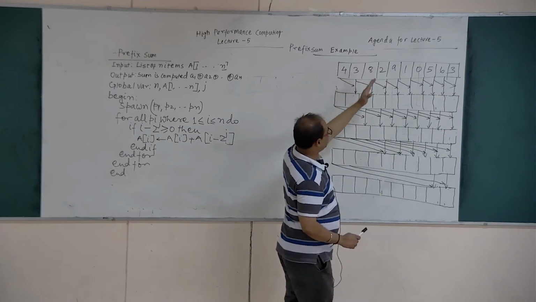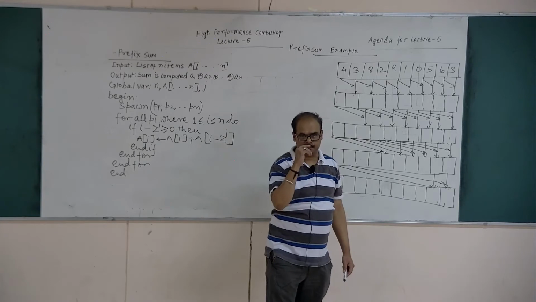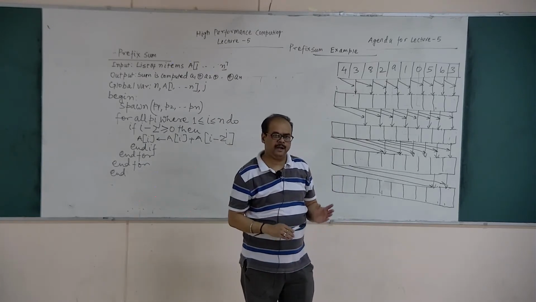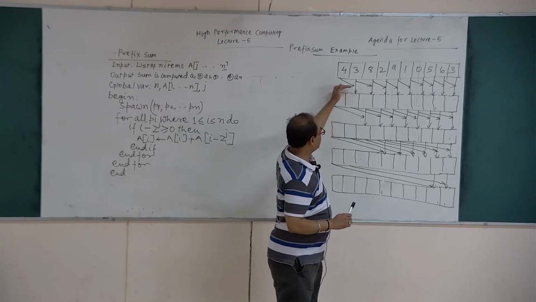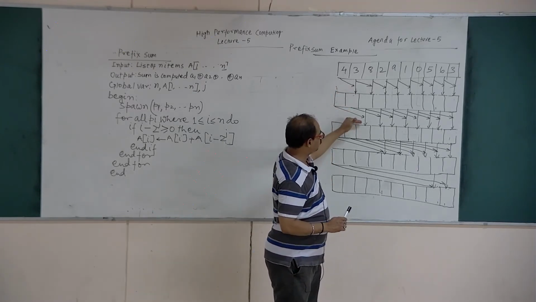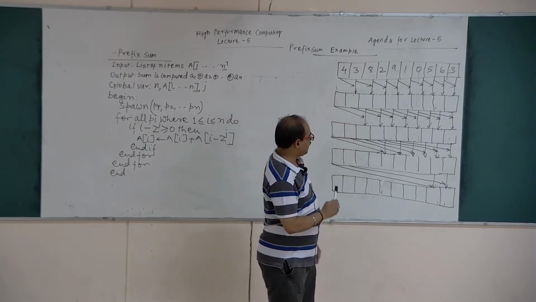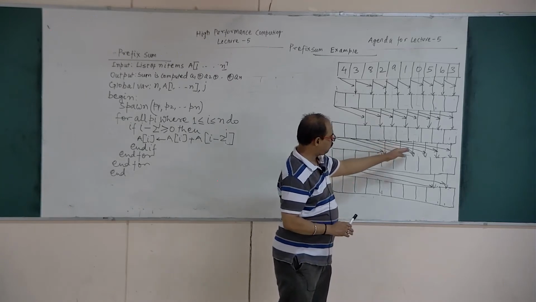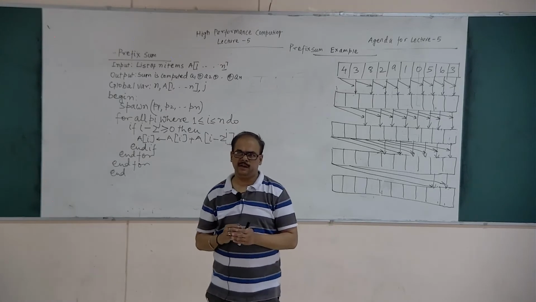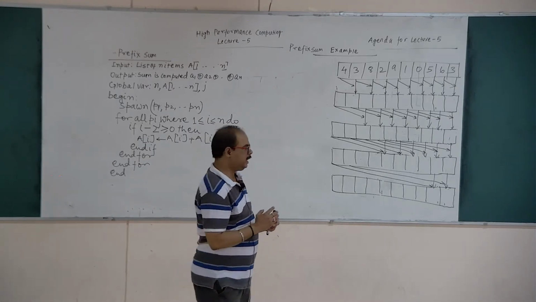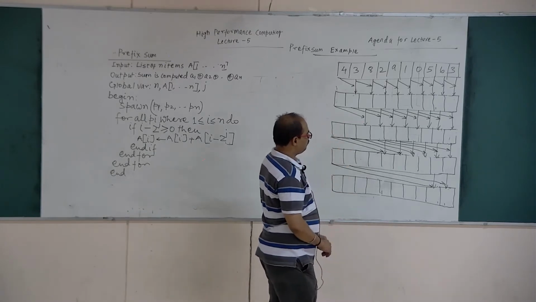So we have 10 numbers and we want to add 10 numbers using n minus 1 processors, and so totally we use n minus 1 processors. In the next step we use n minus 2 processors, and then in the next step we use n minus 4 processors, and in the next step we use n minus 8 processors, and so on and so forth, and finally we use 1 processor.